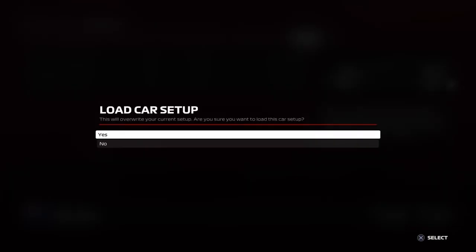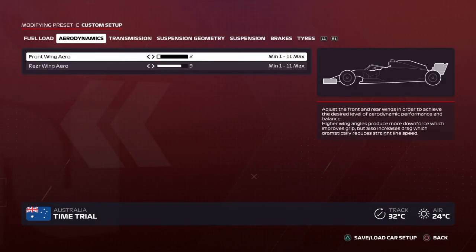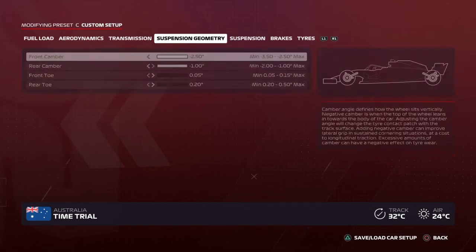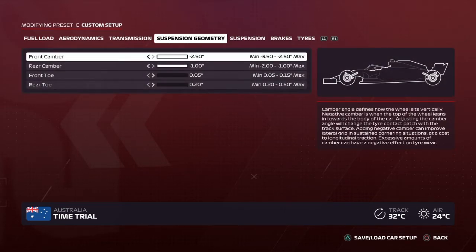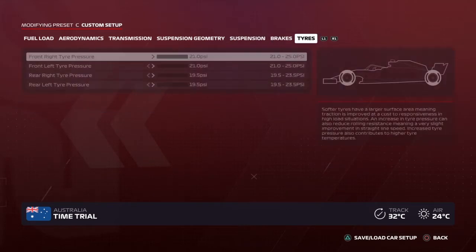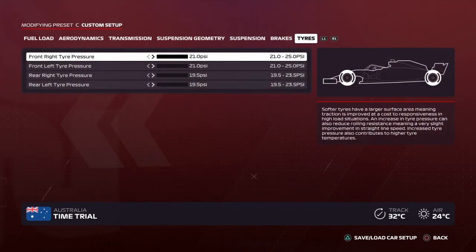But on to Canada now. 2.9 on the aerodynamics. 50-51 on the transmission. Right, left on the suspension geometry. 2.6, 4.8, 3.4. And all the way to the left on the tyres again.